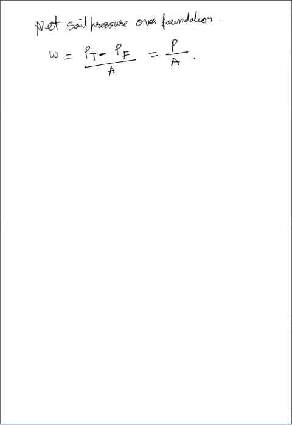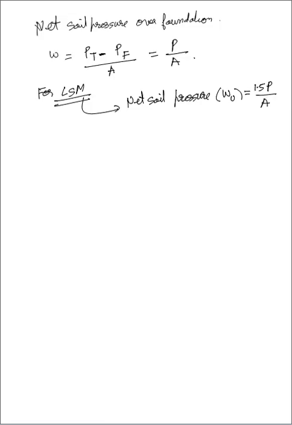Now we are using the limit state method. So for the limit state method, we will be taking the factor of safety. So net soil pressure will be represented not by w, but by wu. And it will be P by A multiplied by 1.5. Remember this thing: you should not directly multiply 1.5 in the beginning. We are supposed to multiply 1.5 at this stage, that is, net soil pressure. So net soil pressure will be 1.5 P by A.